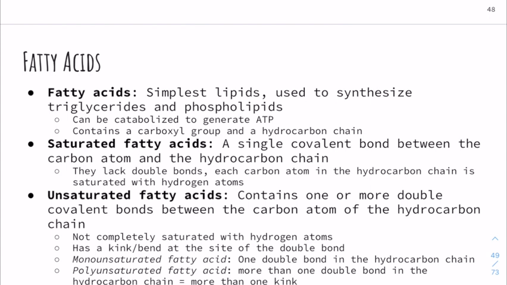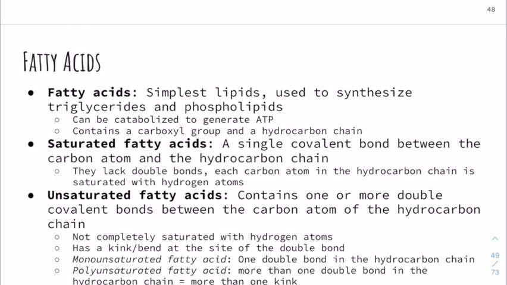Saturated fatty acids have single covalent bonds between the carbon atoms in the hydrocarbon tail. So they lack double bonds. There's no double bonds in saturated fats. There's only single bonds. Each carbon atom in the hydrocarbon tail is saturated with hydrogen atoms.